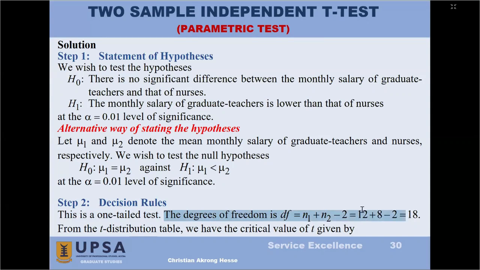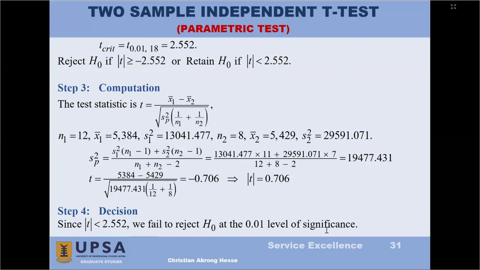So what's the degrees of freedom? It's n1 plus n2 minus 2. That's 12 plus 8, which is 20, minus 2, which is 18. So the degrees of freedom is 18. Then you go to your T distribution table to determine the critical T value, which is T 0.01, 18 degrees of freedom.